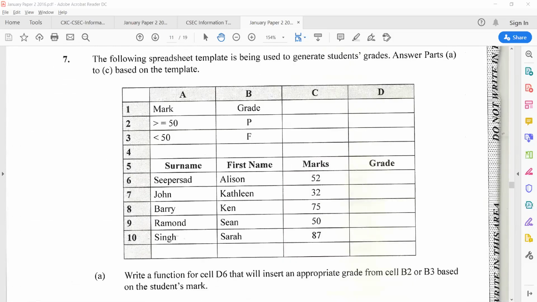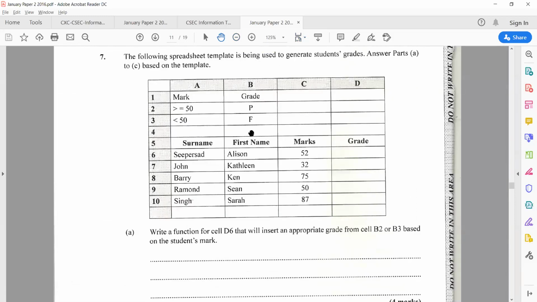All right, let's move on to question 7, right? So question 7 is an Excel spreadsheet. And this spreadsheet template is used to generate students' grades. The first part of the question is: write a function for cell D6 that will insert the appropriate grade from cell B2 or B3 based on student marks. So let me know your answer for this question.